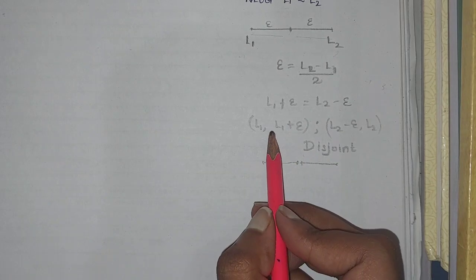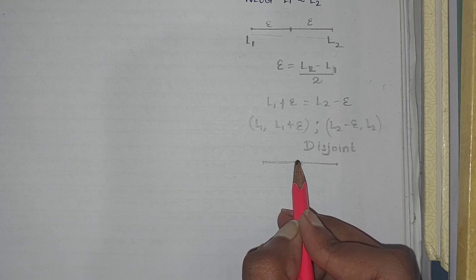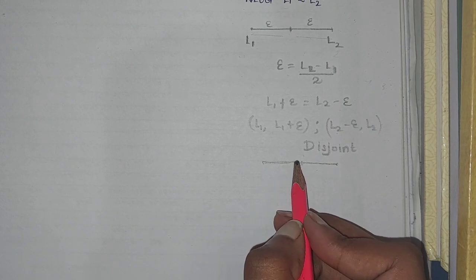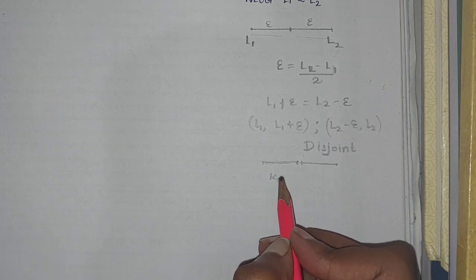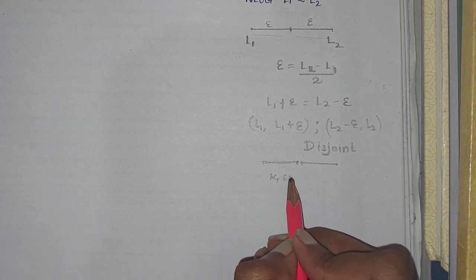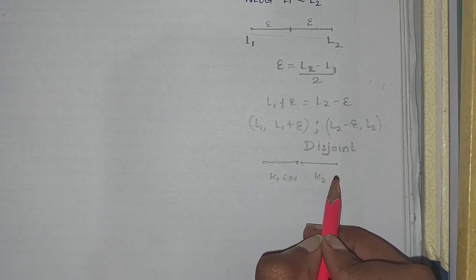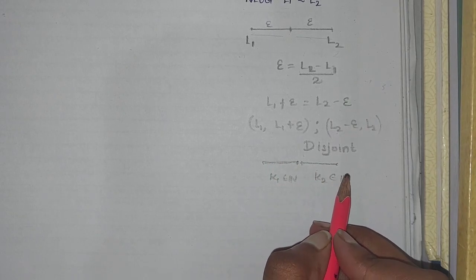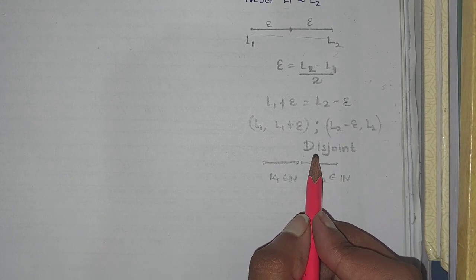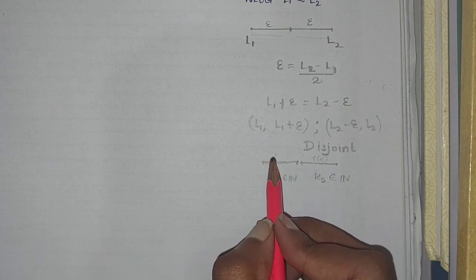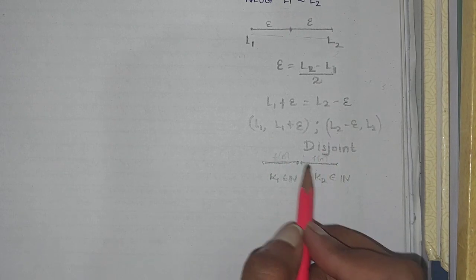Let's say this one is A and this one is B. For this I am going to use the limit definition. Since L1 is the limit, there exists K1 in the natural numbers such that after K1 everything lies in this neighborhood. In the same way, there exists K2 in N such that after K2, f of n all lies here.